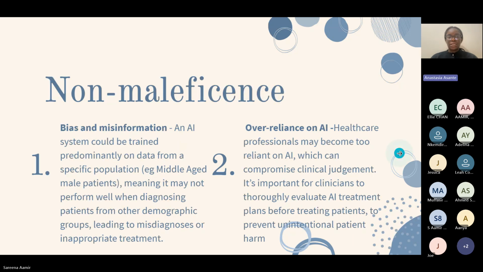Next slide, please. Okay, so in terms of non-maleficence, we also have bias and misinformation. An AI system could be trained predominantly on data from a specific population, for example middle-aged male patients, so it may not perform well when diagnosing patients from other demographics. It could be a bit biased, and that could lead to misdiagnosis or inappropriate treatment of those patients. So it's very important that the AI system we're using is as inclusive as possible to reduce these errors.